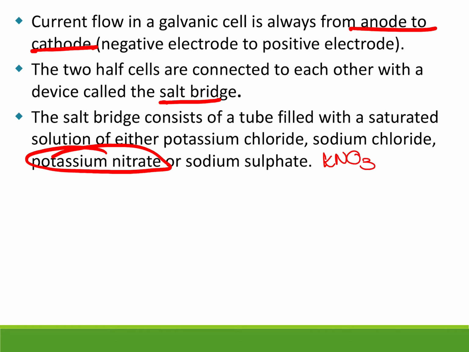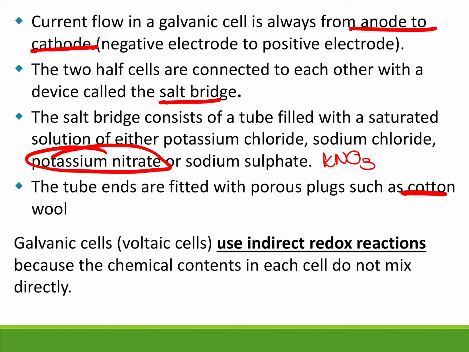Okay, and then we fit the ends with porous plugs like cotton wool so that the liquid can move in it, but we don't want the liquid to all come out of it when we turn it upside down. The galvanic cell uses indirect redox reactions because the chemicals that are being oxidized and reduced aren't actually in physical contact with each other. So the zinc and the copper, if that's what we're looking at, don't physically touch each other. Okay, so it's indirect.